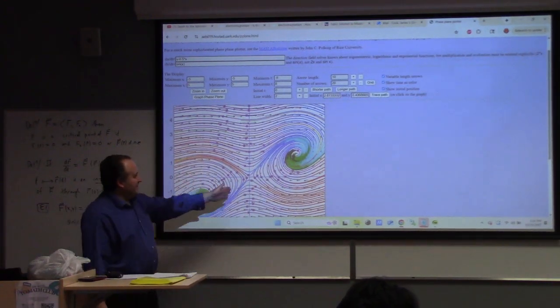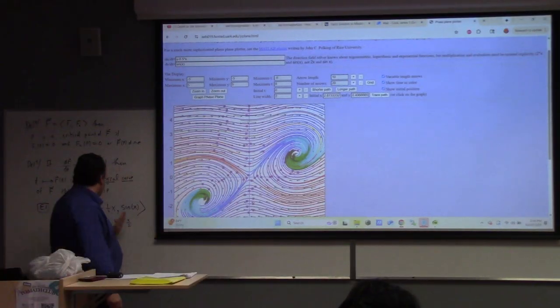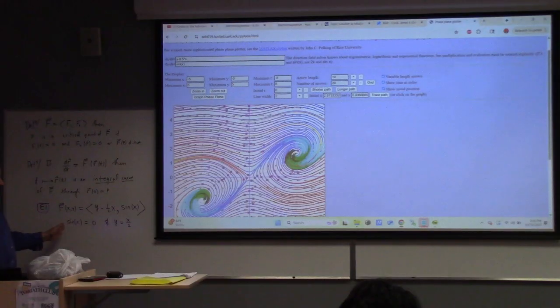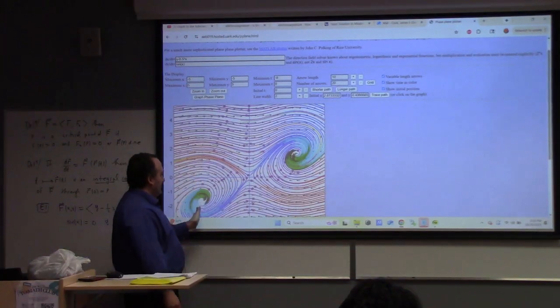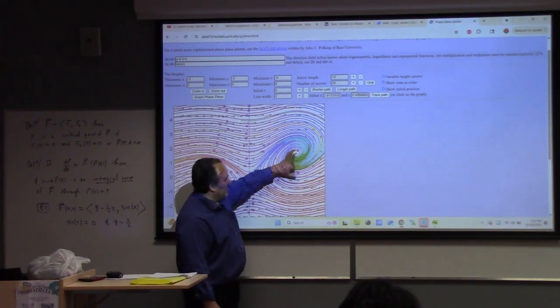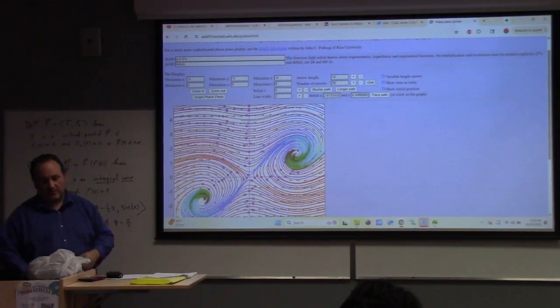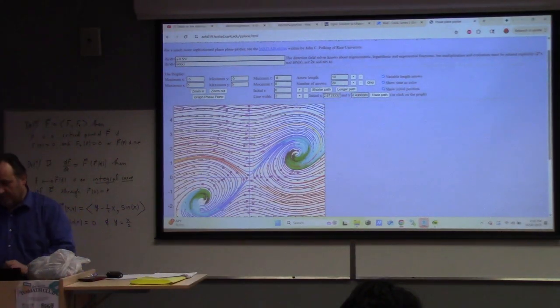Now, this would be x equals 0, y equals 0, a critical point. Where else is sine 0? At pi and minus pi, right? So we got one here, and we got one there. So this is like pi over 2 and minus pi over 2. That makes sense? So we can find out where these critical points are for the vector field.